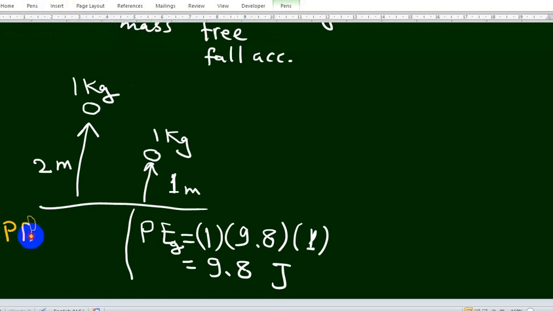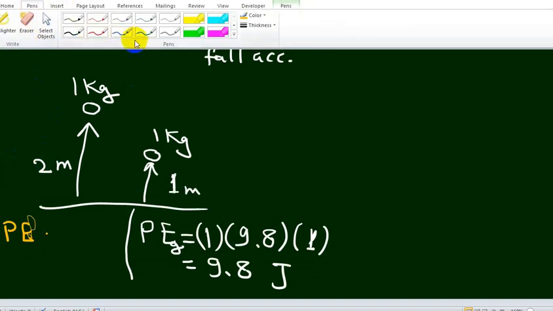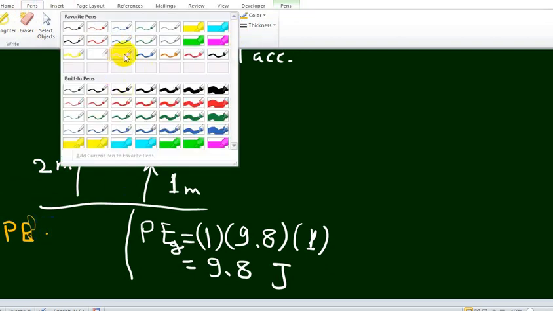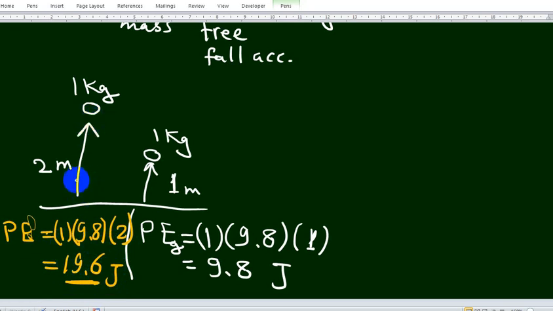PE equals the mass here equals 1 multiplied by 9.8 multiplied by the height equals 2. So in this case, the potential energy equals 1 times 9.8 times 2 equals 19.6 joule. So the second object has a larger potential energy because it has larger height. So as the height increases, the potential energy also increases. This is the first factor that affects the potential energy, which is height.